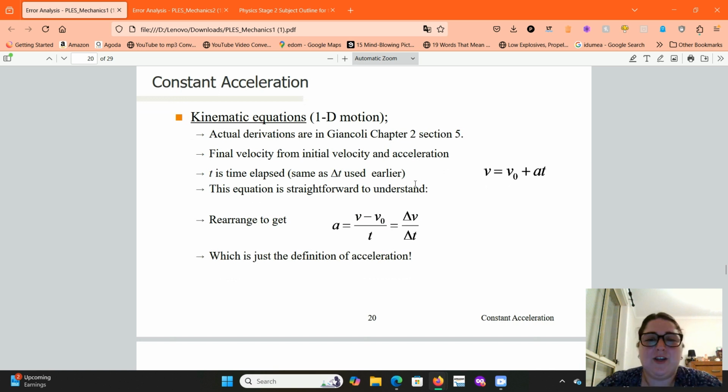This equation is straightforward to understand. Right here. You can rearrange this to get this. Okay? This is just the definition of acceleration. Acceleration is the change in velocity divided by the change in time. Okay?